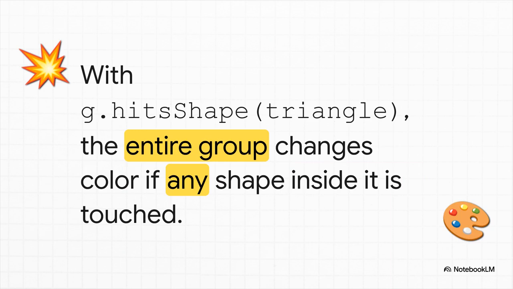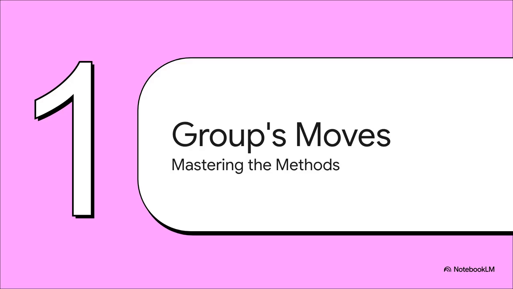And this right here is where the efficiency just shines. I mean, look at this. With just one line of code, g.hitsShape(triangle), you can check if that triangle is touching any shape inside your entire group. And if it is, the whole group changes color. Just think about that for a second. One single condition controls the behavior of the whole squad. So much easier.